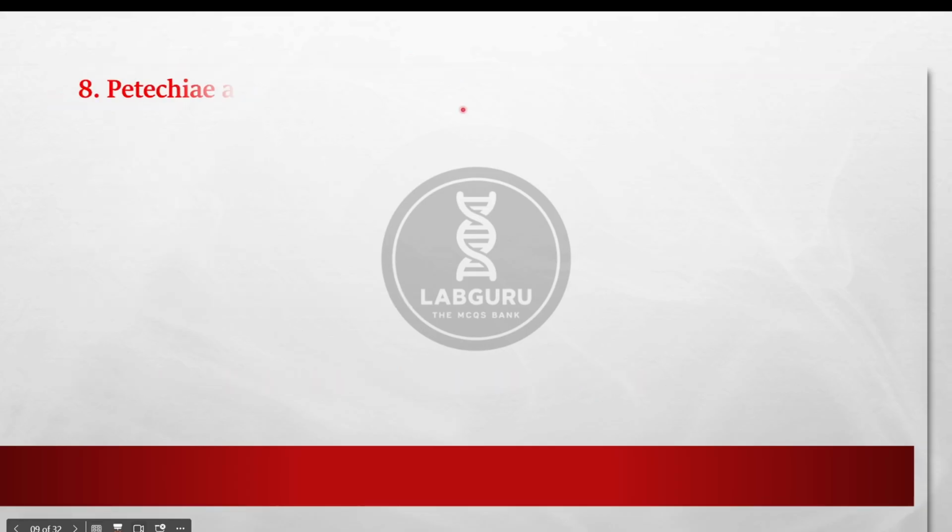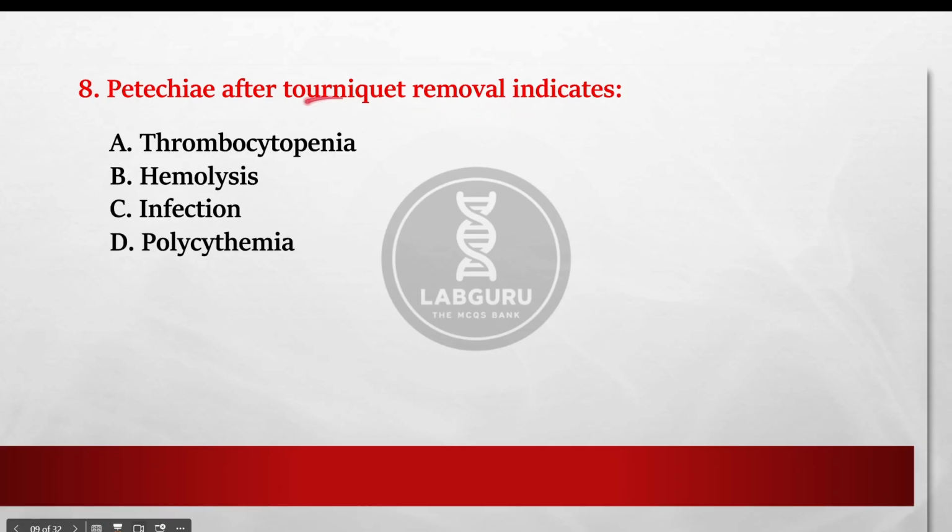The next is: petechiae after tourniquet removal indicates option A is thrombocytopenia, option B is hemolysis, option C is infection, and option D polycythemia. What is petechiae?